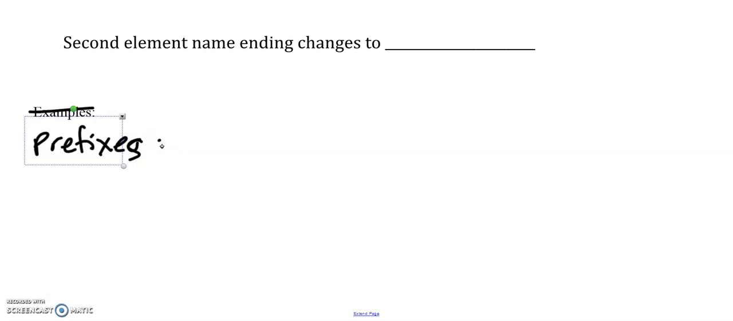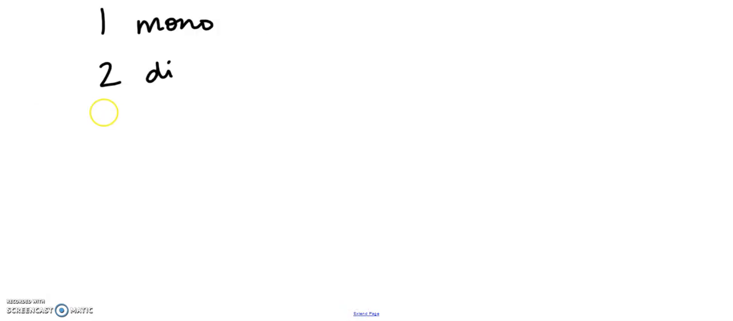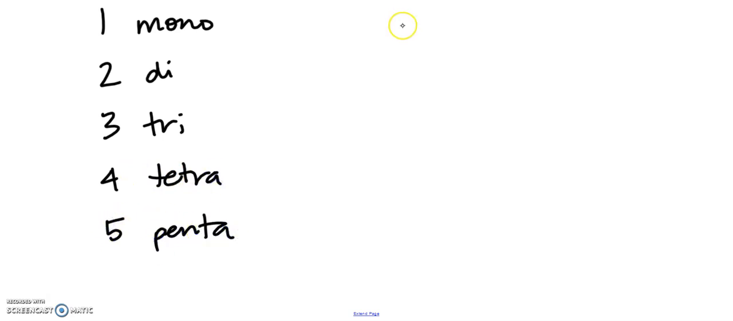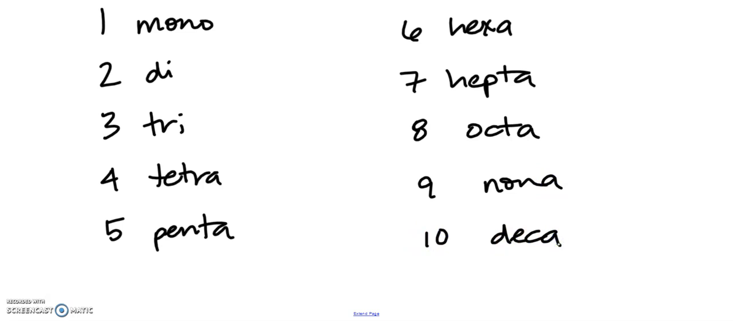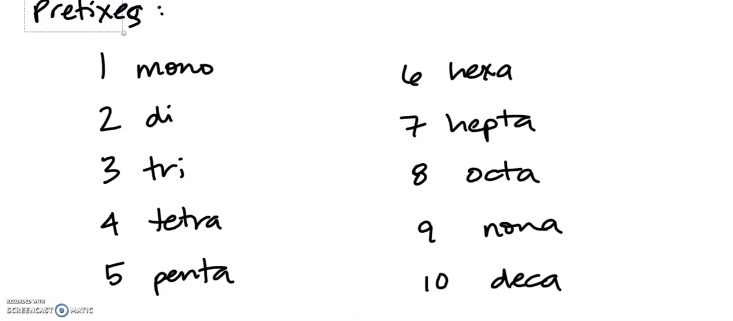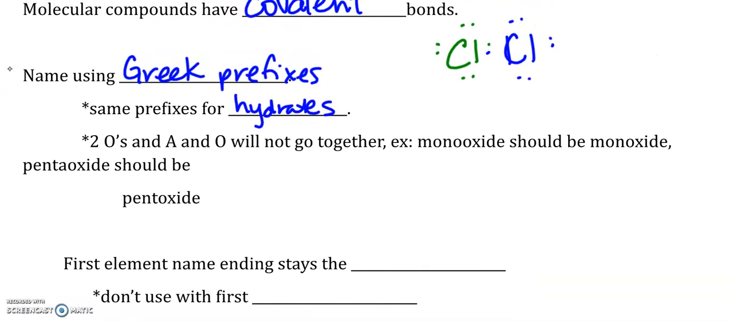If you have just one atom, it's mono. If you have 2, it's di. 3 is tri. These probably make sense, familiar to you. 4, think of what we did before with tetrahedral, is tetra. 5 is penta. 6 is hexa. 7 is hepta. 8 is octa. 9 is nona. And 10 is deca. So these are the prefixes. They go before the element name that you're going to use, and you're going to have to know these.